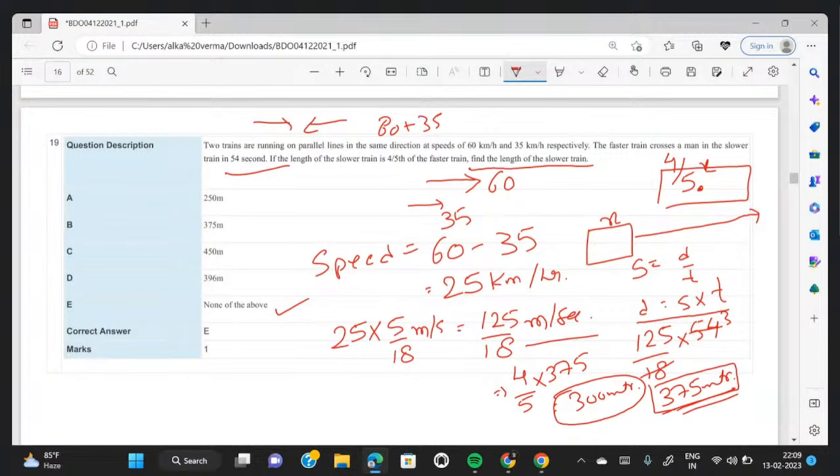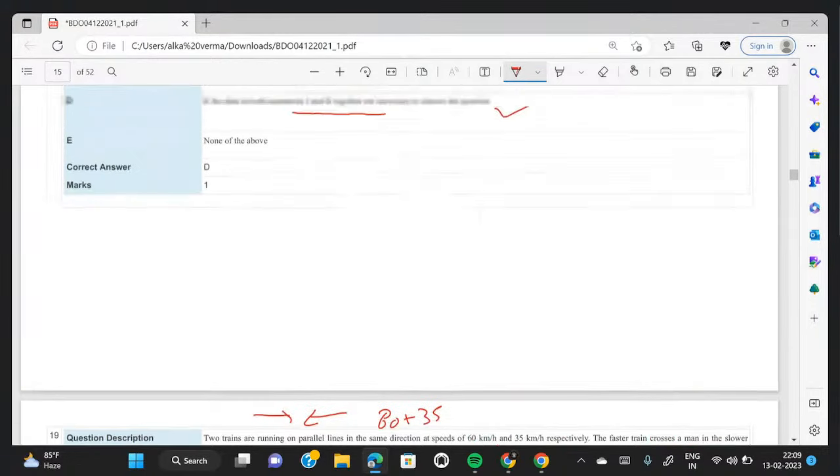So these were all the questions from a mathematics point of view. So it completes all the questions of this whole PDF.